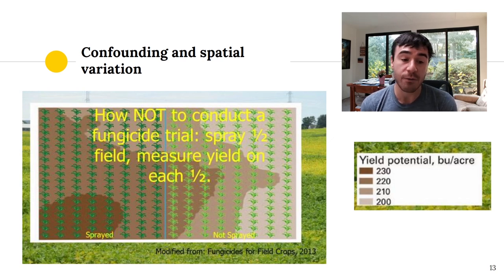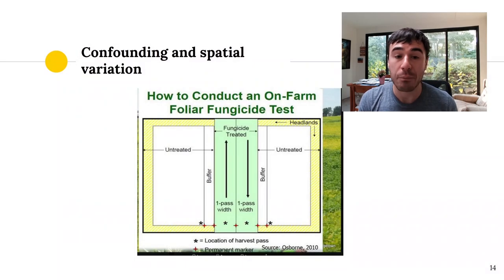And the right side of the field, which is naturally lower yielding because of whatever inherent soil properties, is also going to have strips of sprayed and unsprayed crops. And so the farmer will be able to account for this confounding variable essentially by blocking or replicating. We'll talk a bit more about that in a second.